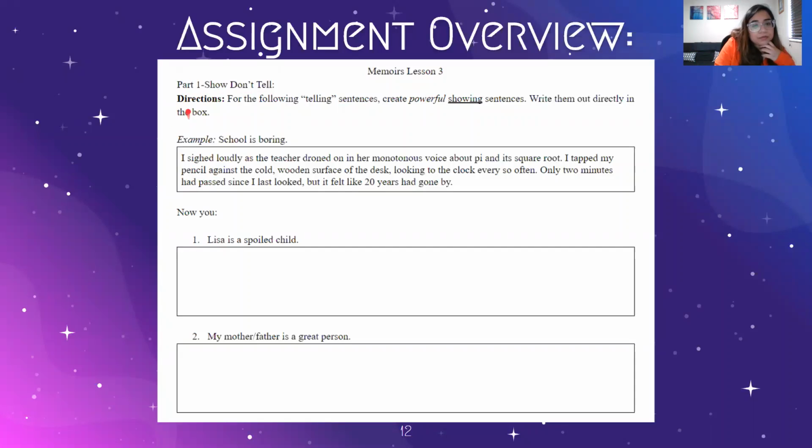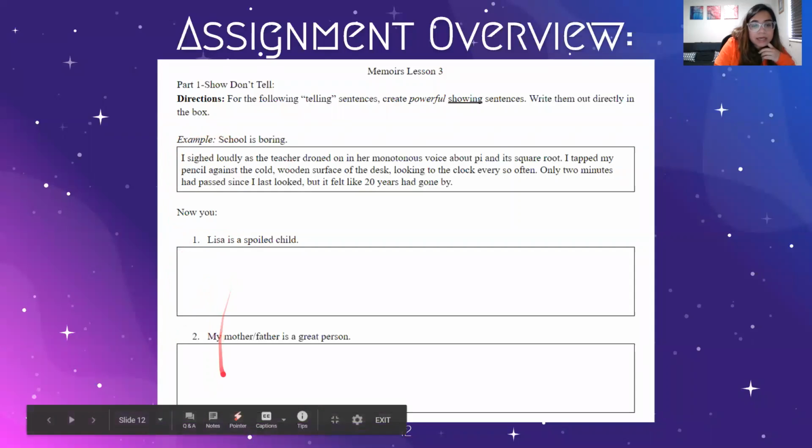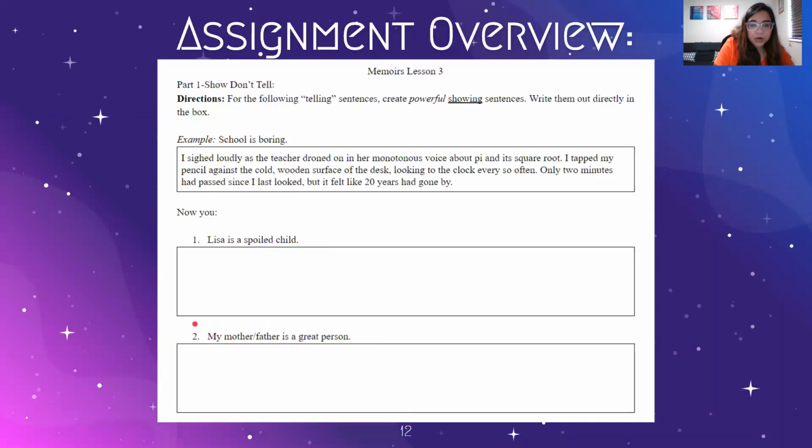The directions say for the following telling sentences, create powerful showing sentences. Write them out directly in the box. So I gave you the example, school is boring, and it's the same sentence that I just came up with right now. And then what you guys are going to do is you have 4 examples of very plain sentences. Lisa is a spoiled child. My mother or father is a great person. You have 2 more after that.